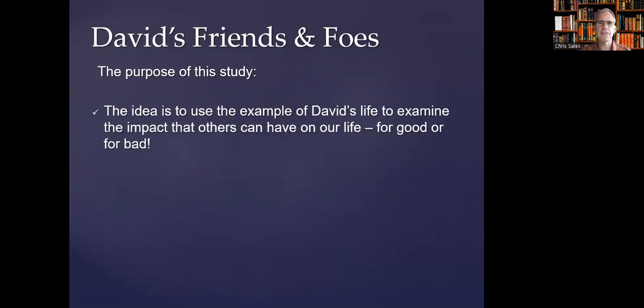And the idea is to use the example of David's life to examine the impact that others can have on our life, for good or for bad. So it's not really a character study of David, although obviously he's going to be the central figure. We're changing the lens or the perspective a little bit, and we're looking at the life of David through the eyes of those that he interacted with. And hopefully this will allow us to see things differently than we have in the past.